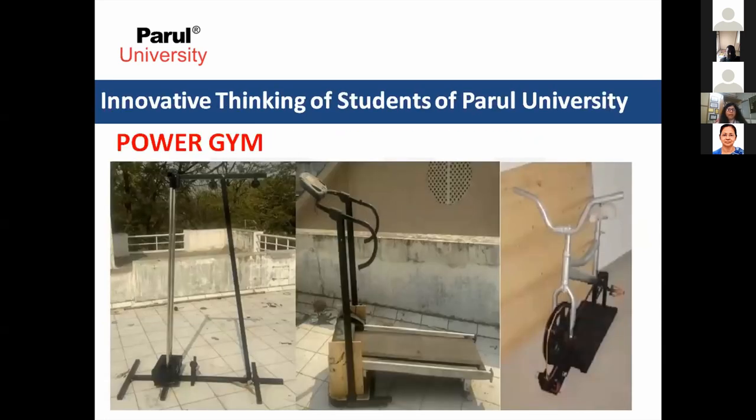Now, I have taken two case studies of my students of Parul University, and they have prepared an innovative project of a Power Gym. They have used a particular machine on which we walk, and when we are walking, we are using the energy generated through the walk path. And that energy is stored and can be used in the form of solar panels in the lights.